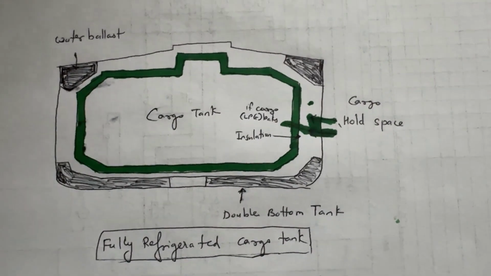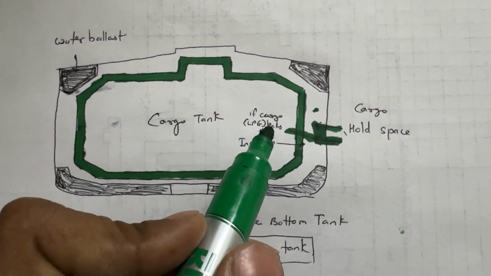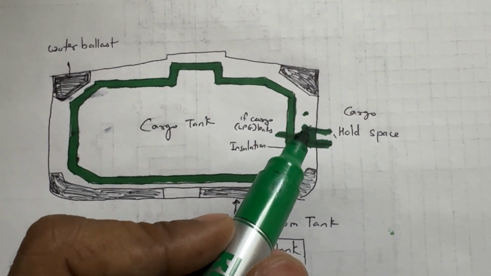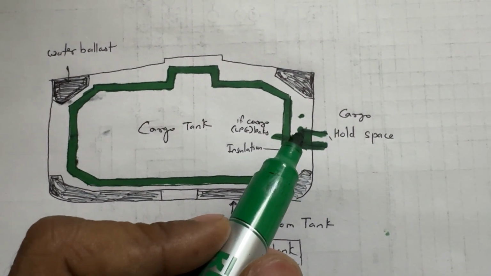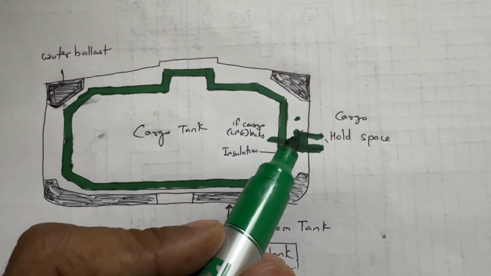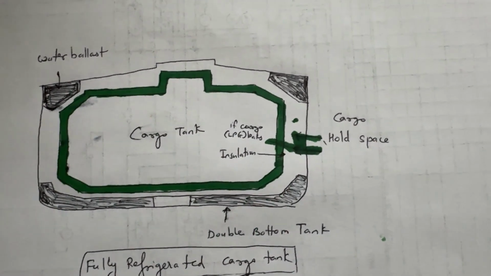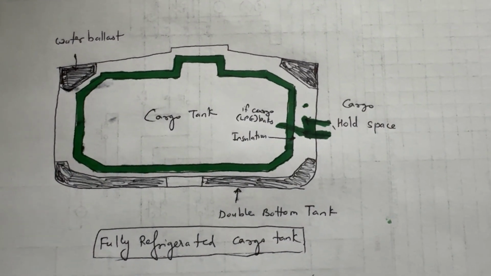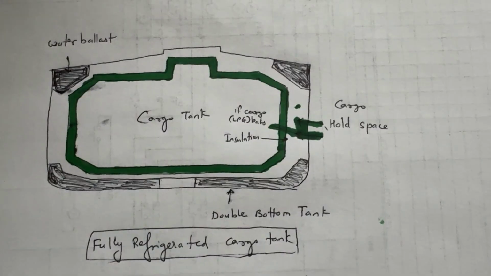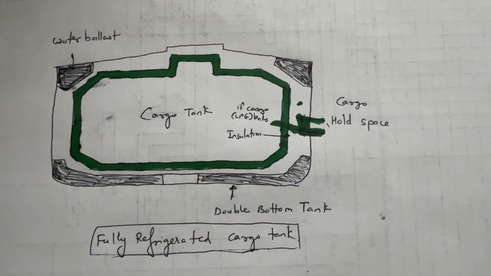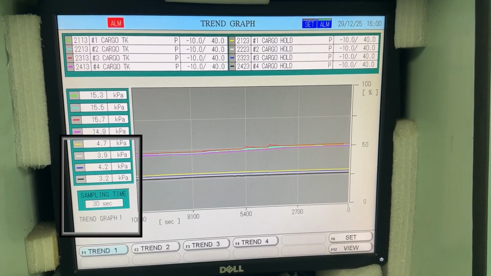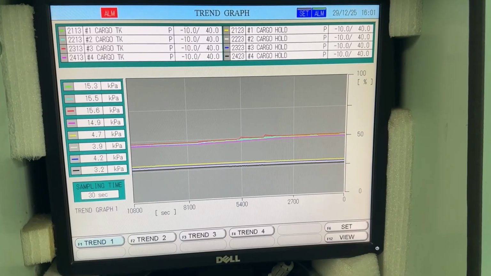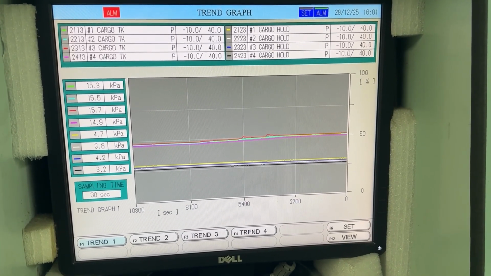Also, if the LPG, that is our cargo, gets leaked, it will come in the cargo hold space, and if our IG is not dry, then it will get mixed with the condensation, that is water, in the IG. So cargo will be deteriorated and its quality will not be the same. That is why IG in the cargo hold space must always be dry. And in our cargo control room, we monitor the cargo hold space pressure. If it is less than 4 to 5 kPa, then we top up IG in the cargo hold space.